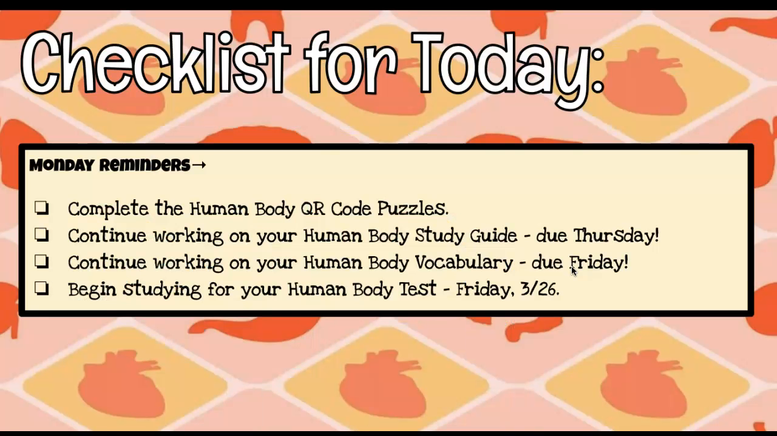Checklist items. There's a lot on here, so let's make sure we are paying attention. We're going to do some QR code puzzles today, so make sure you get those completed and turned in Google Classroom. Your study guide for your human body test is due on Thursday, because your actual test will be on Friday. And then make sure you have that human body vocabulary ready to go, because that's due on Friday whenever we have our test, okay? So make sure you're looking over that study guide, preparing for your test on Friday, and getting that vocabulary done.